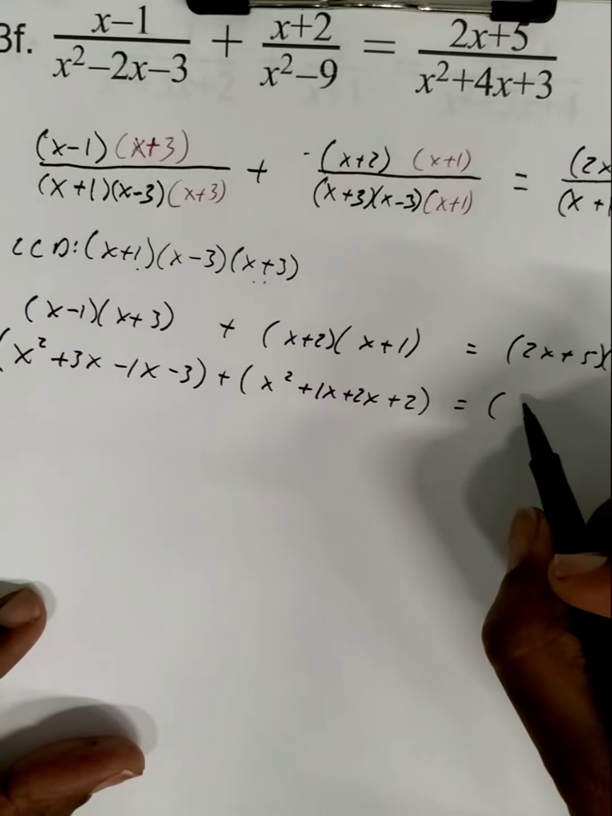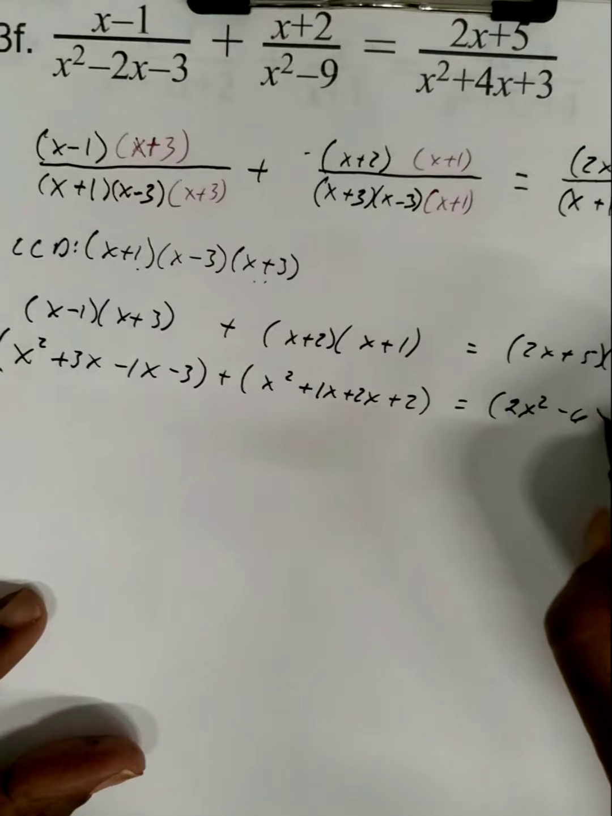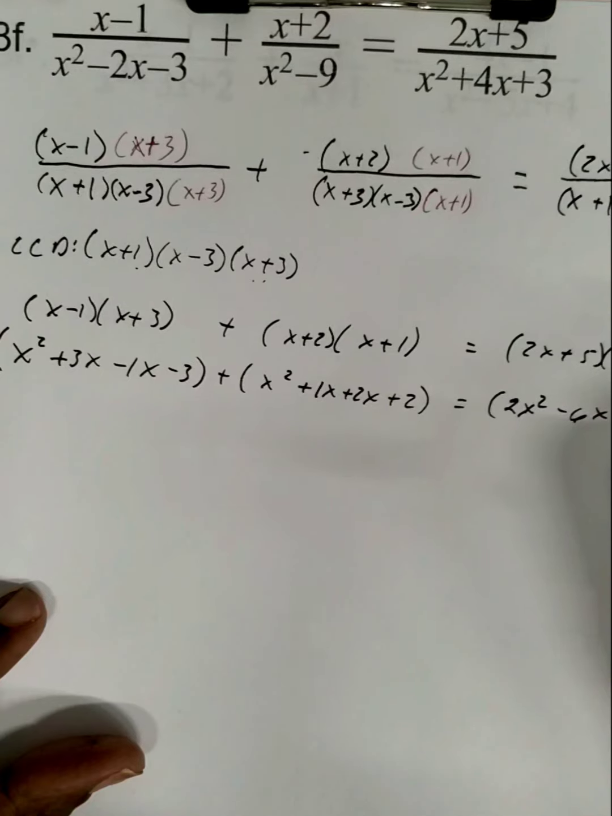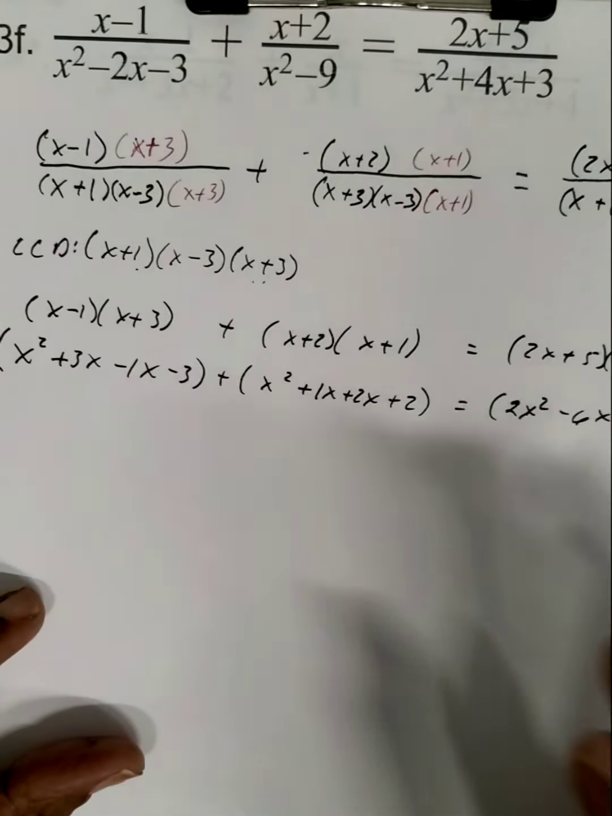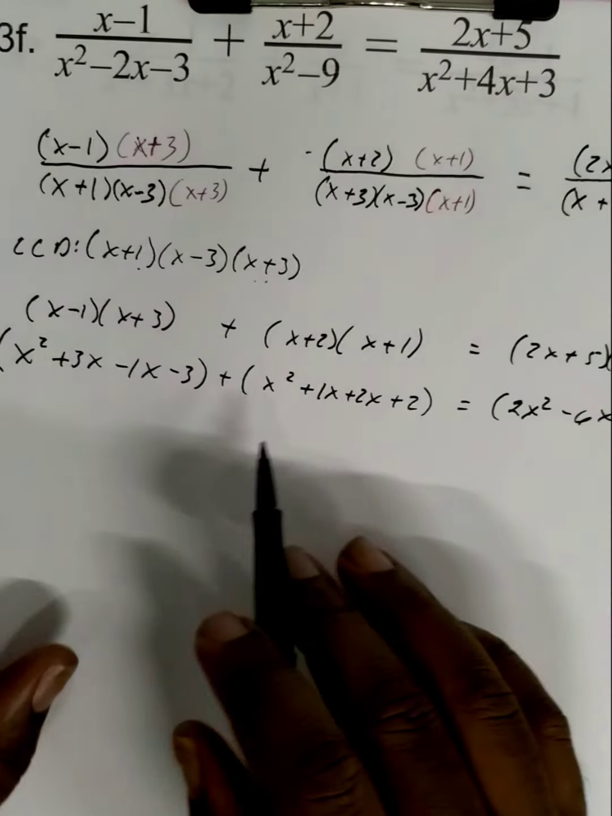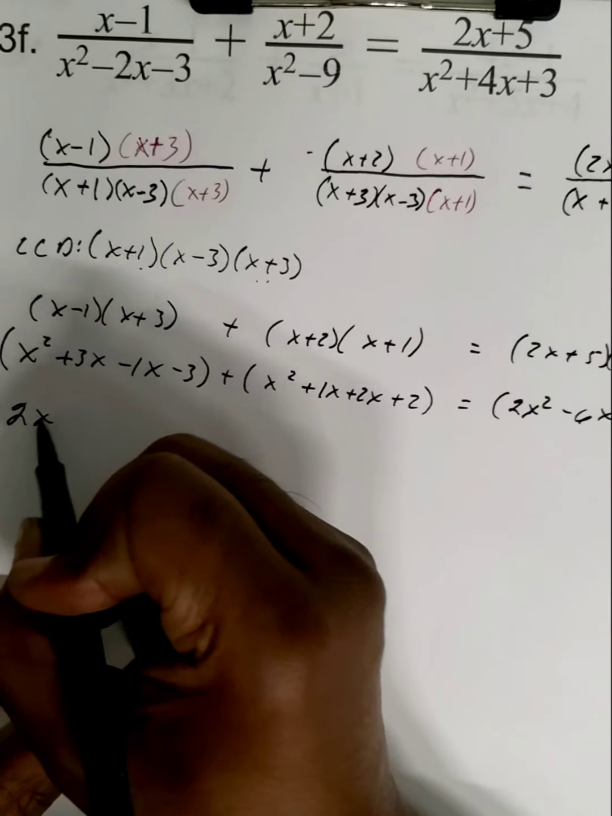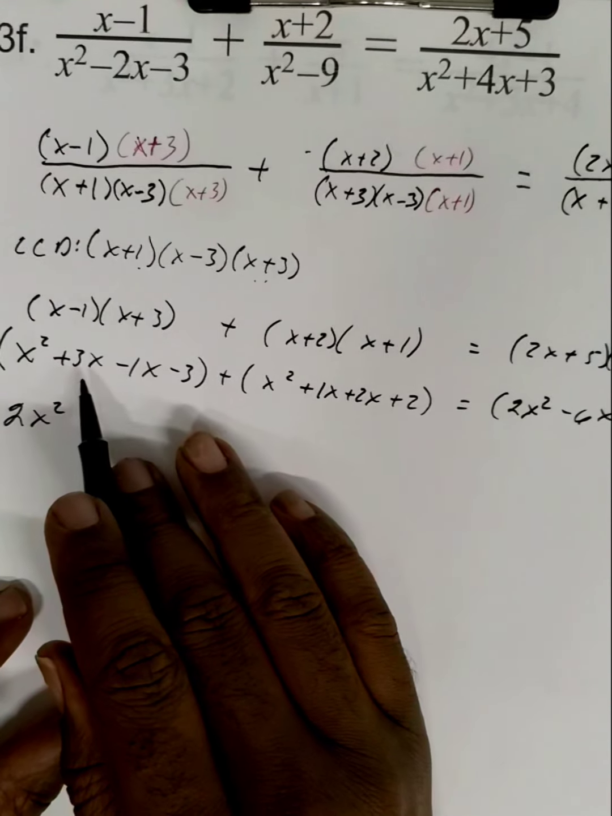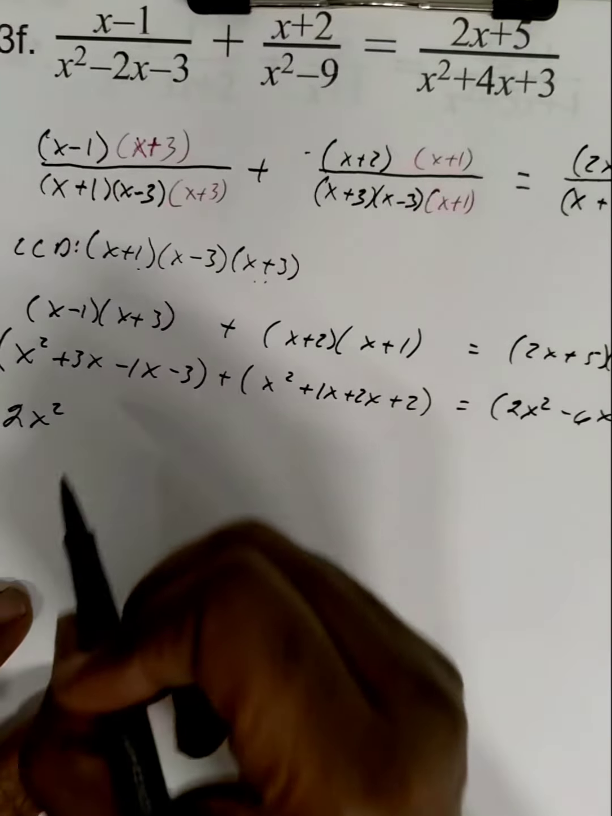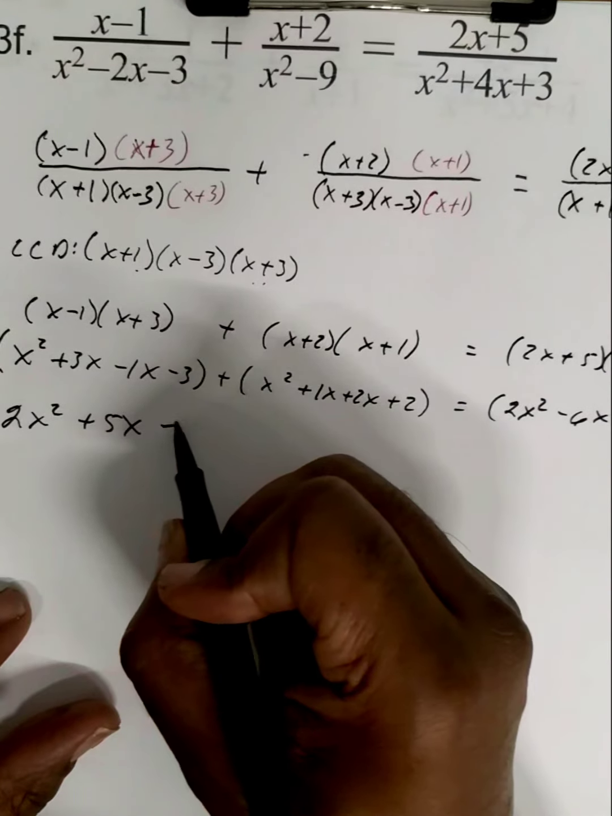Here, first we'll have 2x squared. Outside we'll have negative 6x. Inside plus 5x. And lastly, minus 15. Again, these parentheses are not necessary, but I just hoped they gave a little clarity to which ones we're working on. All right, combining like terms here. The x squareds combine to a 2x squared. The x's, we have a 3x, negative 1x, a 1x, and a 2x. That'll all combine to a 5x. And the negative 3 and the positive 2 combine for a negative 1.